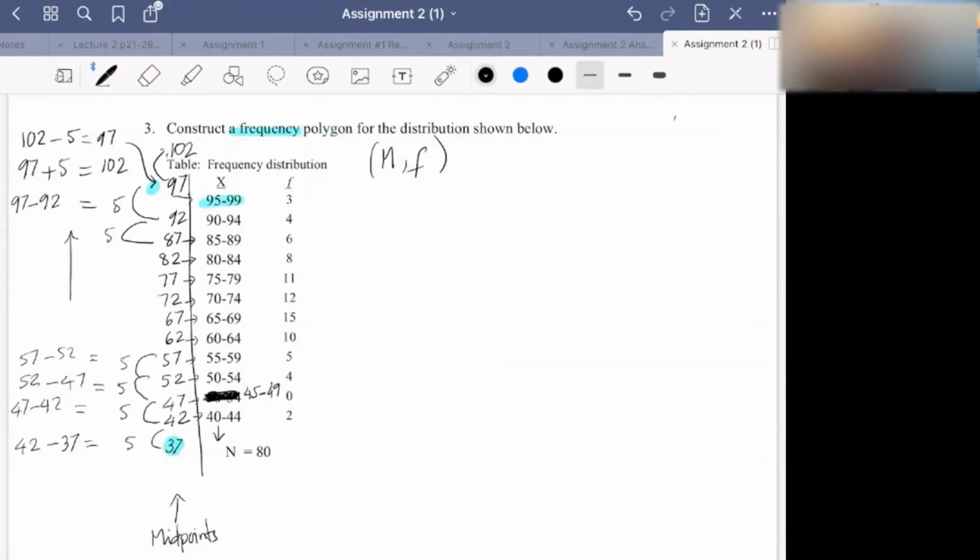If you find the interval with the midpoint 102, then it should be 100 to 104, right? That would be the interval of the midpoint 102. And that means that the frequency of that class is 0 because it does not contain any items. So the frequency of the interval from 100 to 104 is 0. And if you want to find the interval of the midpoint 37, then it would be 35 to 39.